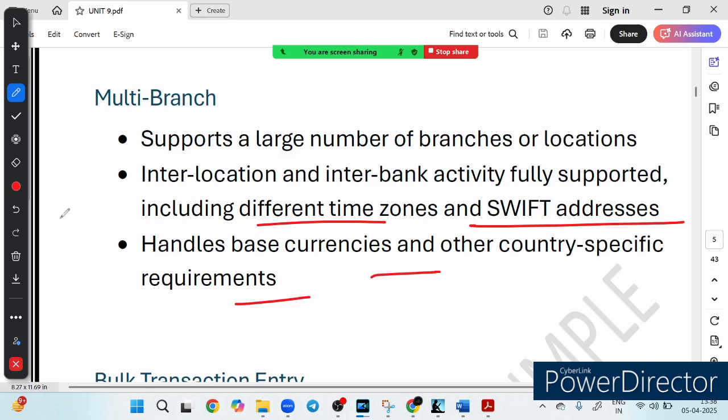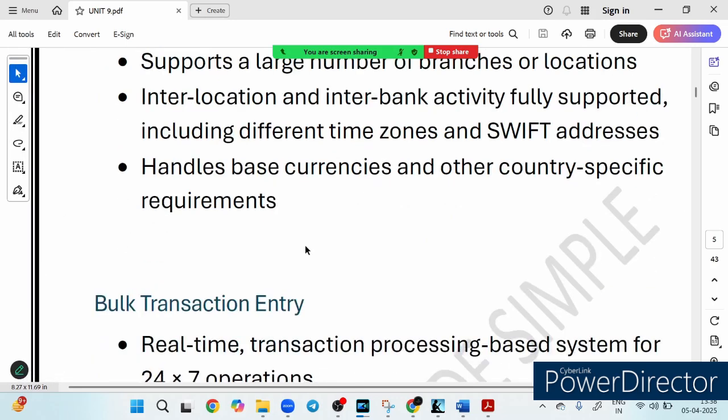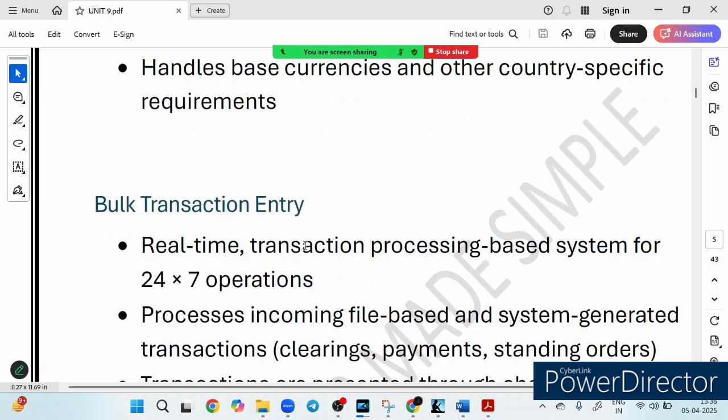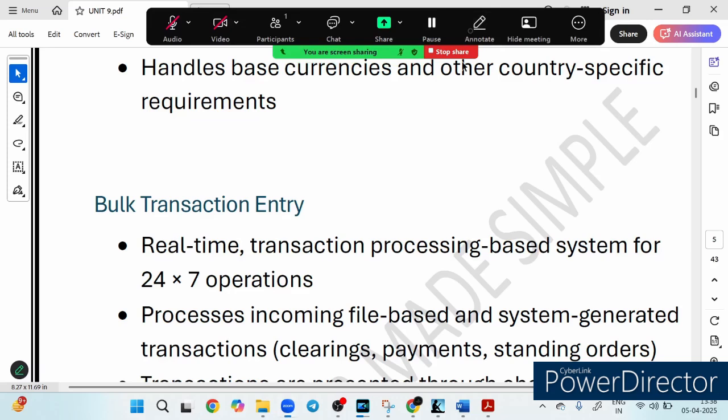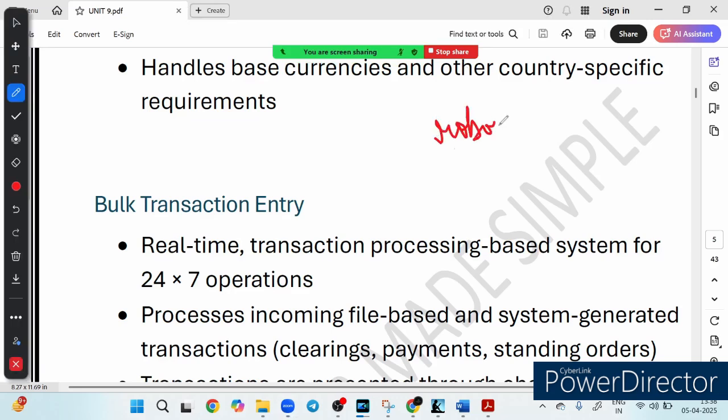It is perfect for a global bank operating 24/7. So in short, we can summarize that today's commercial banking system is like a super smart multitasking robot, right? We can call it a robot. This is a super smart multitasking robot that handles customers in every corner of the world, in any language, any currency, any channel, and without breaking a sweat.